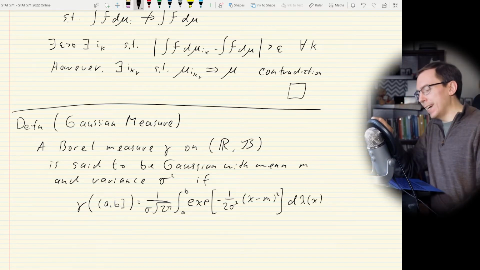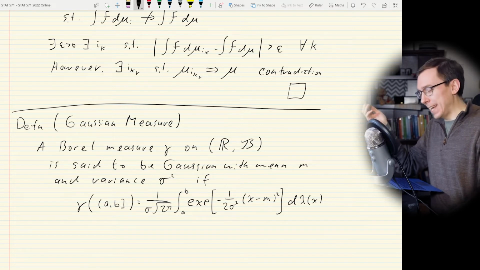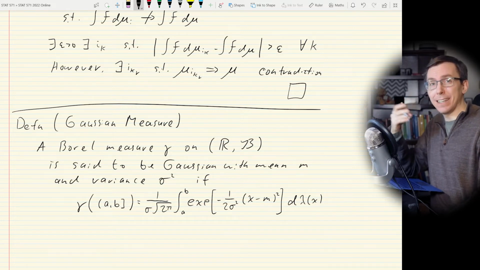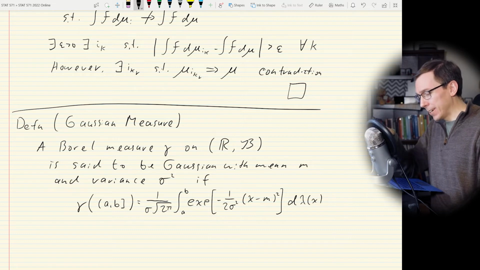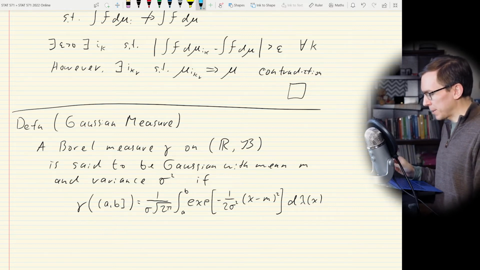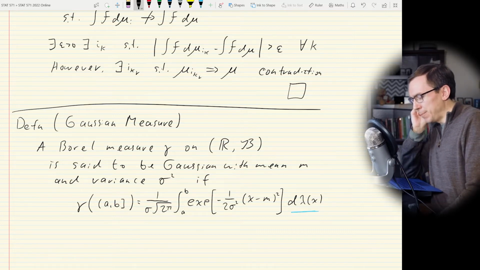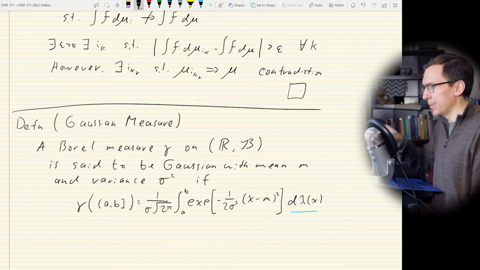Now, if I define this measure on all of the half-open intervals like this, I can extend it to all the Borel sets uniquely. So we can think of a Gaussian measure here as applied to any Borel set. Rather than writing dx here, I'm going to write d lambda x to indicate that we could be integrating this over a less pleasant set than a half-open interval (a, b].